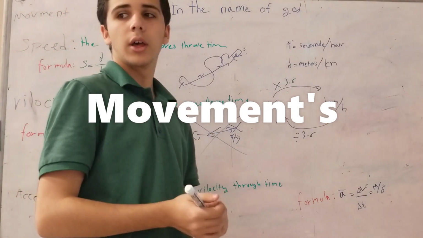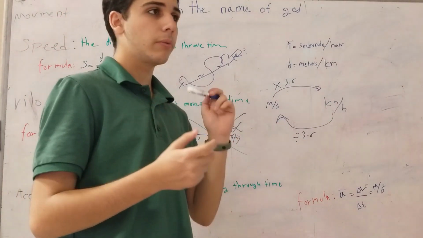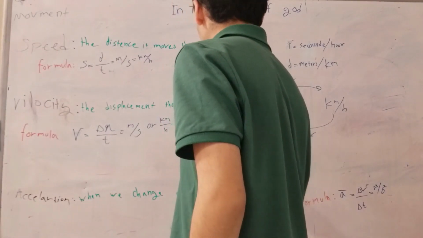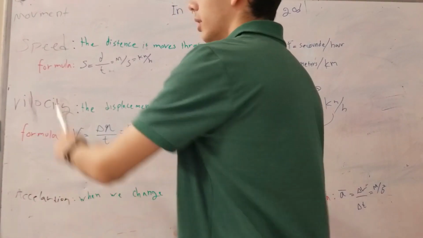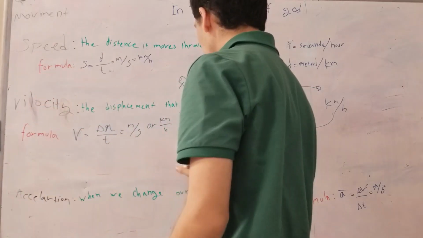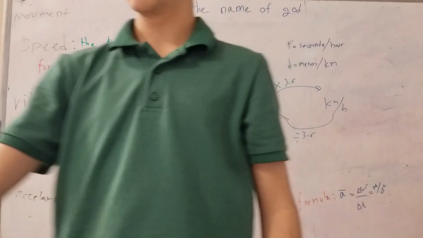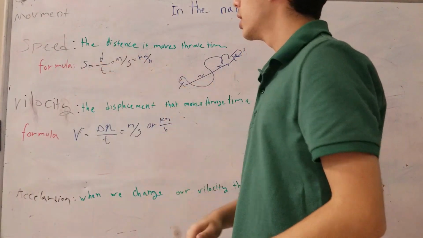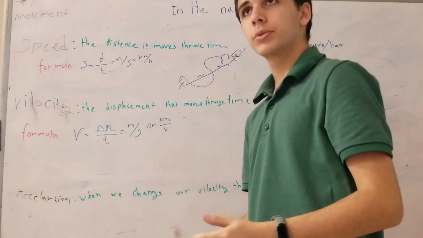Talk about part 2 of our movement section. Today we're going to explore speed, velocity, and acceleration, and how they work. So for speed, it's the distance that moves through time.